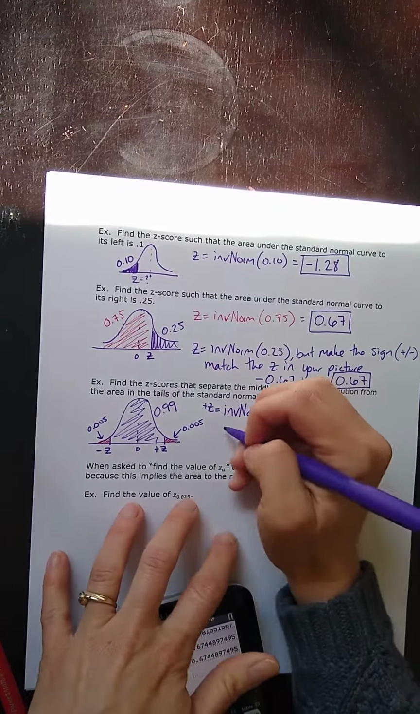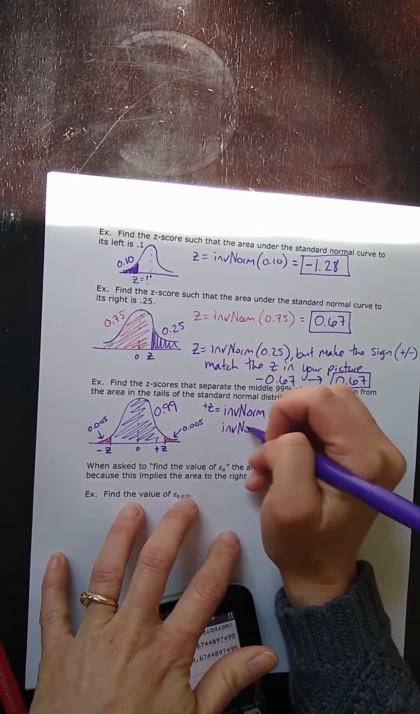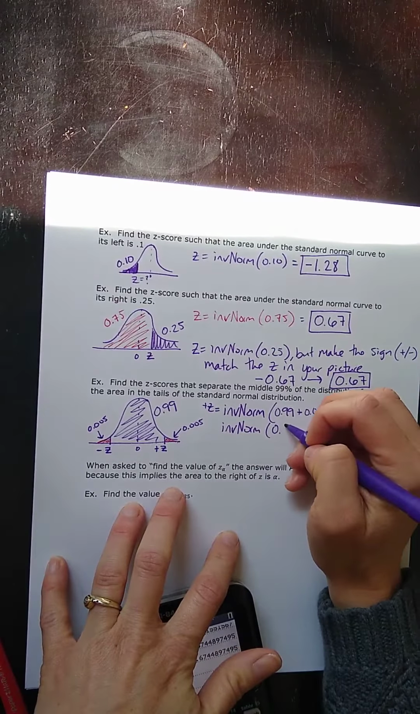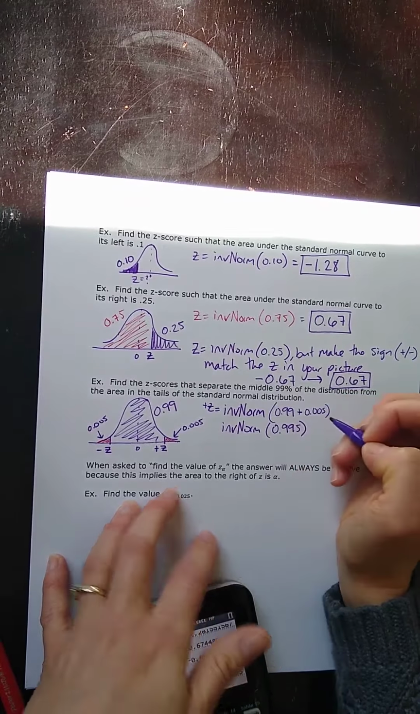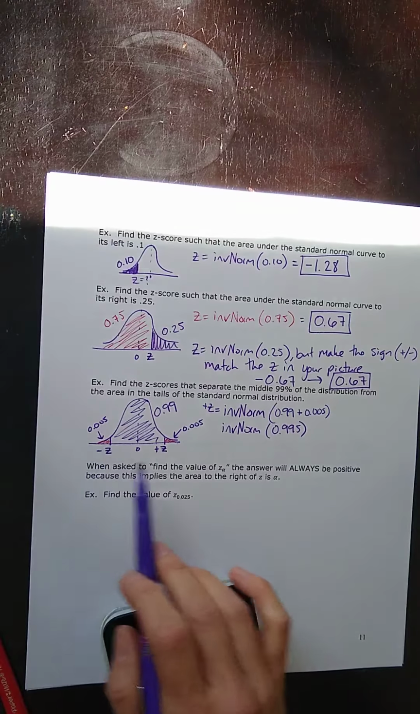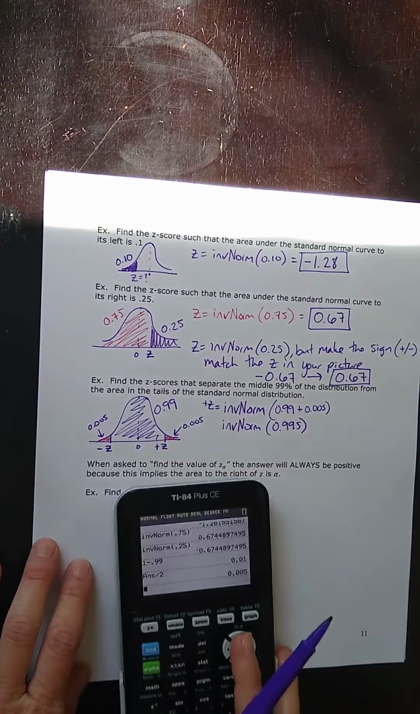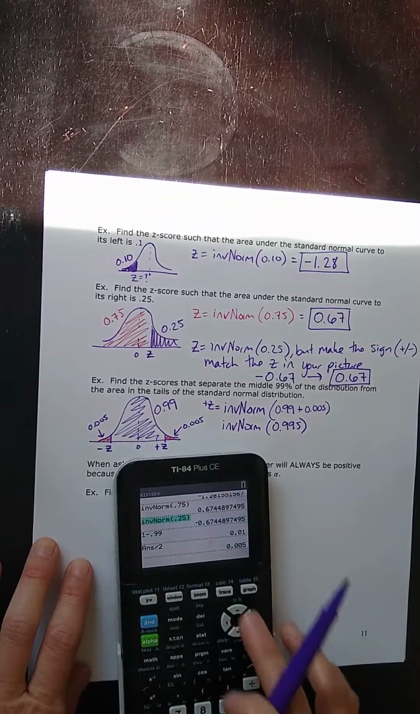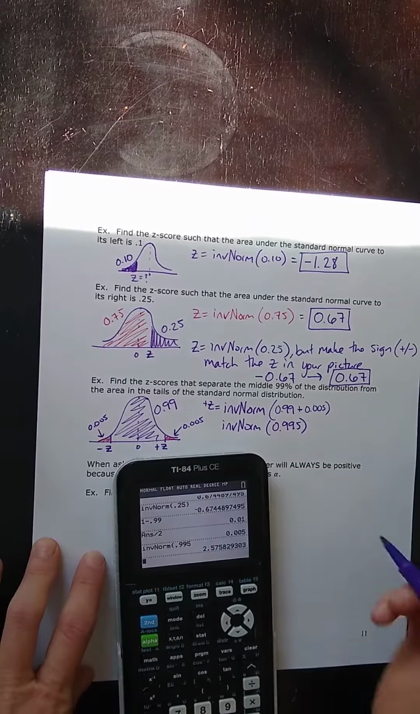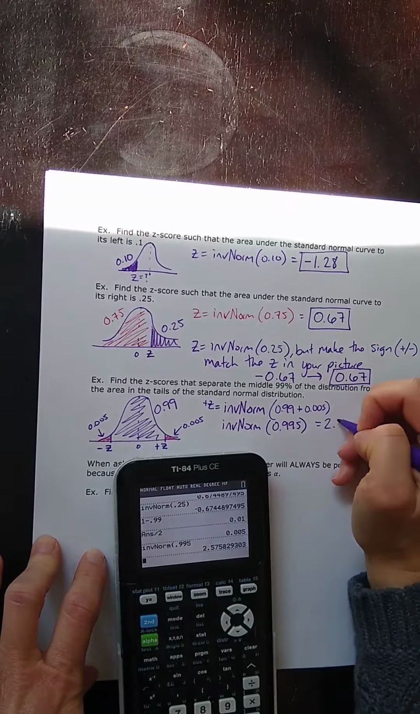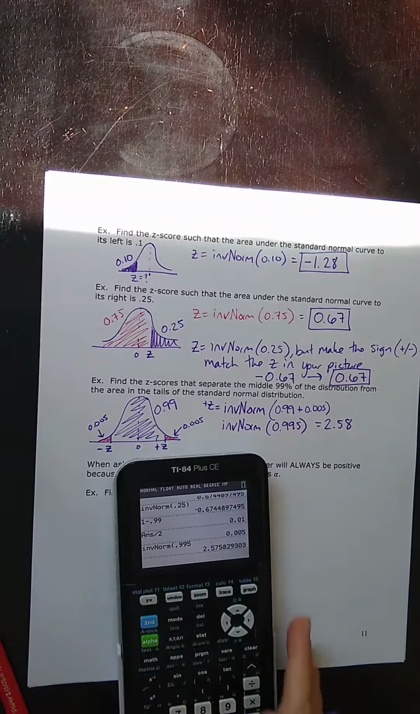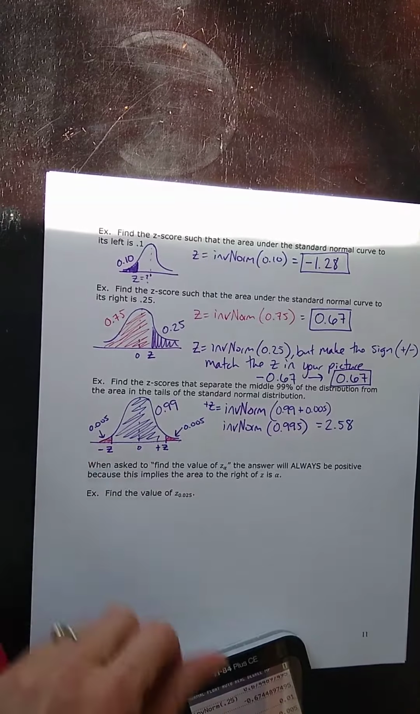0.005. So that would be inverse norm of 0.995. Okay, so you've got to put the middle 99% plus that other 0.5% back together to get this one. So that is 2.58. And so then the other one's going to be negative 2.58.